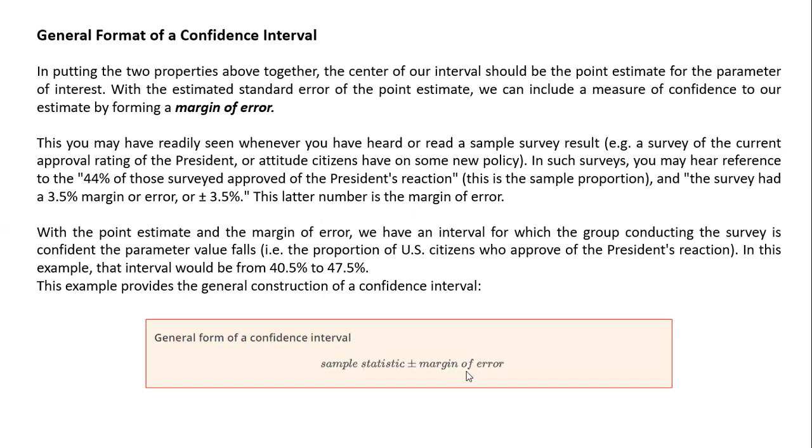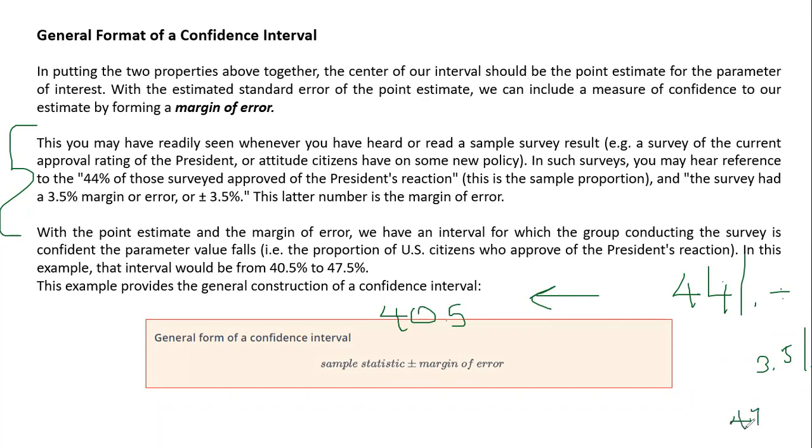Let me give you an example. This you may have readily seen whenever you have heard or read a sample survey result. In such surveys, you may hear reference to the fact that 44% of those surveyed approved of the President's reaction. The survey had a 3.5 margin of error. That means the value we got is 44%, but it comes with plus or minus 3.5 error. So actually, this is in between 40.5 and 47.5.